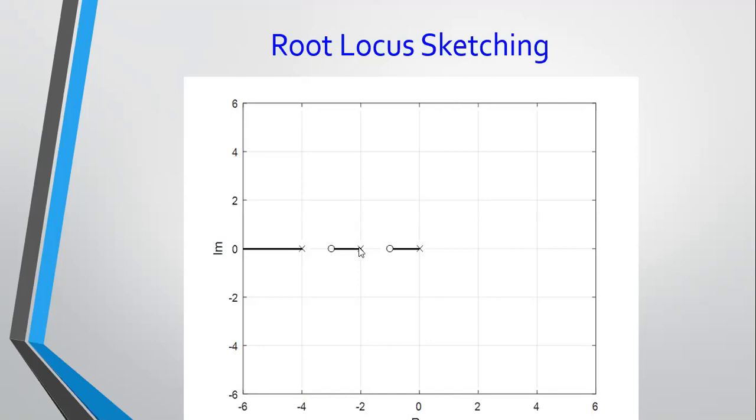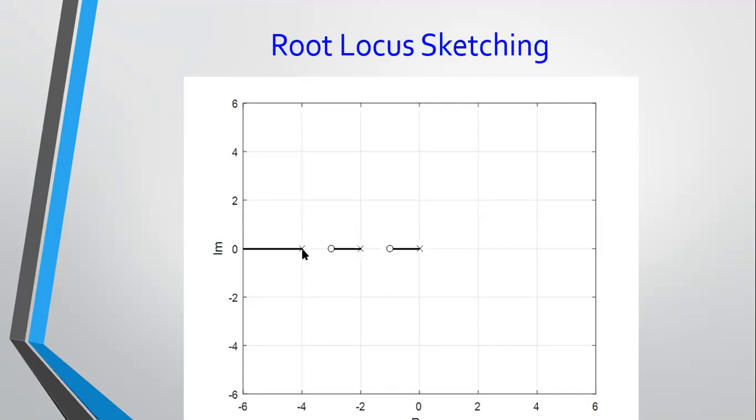This one again, so the branch for this particular pole is starting at this pole. This, for gain K going to 0, and would end here for gain K going to infinity, so it's going to move here and go here. So already we have the second branch.